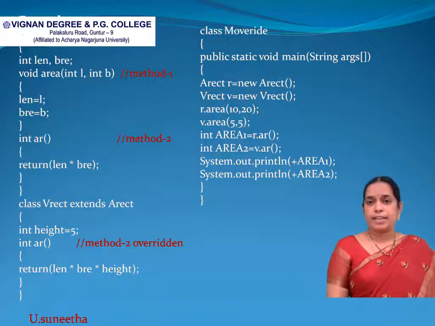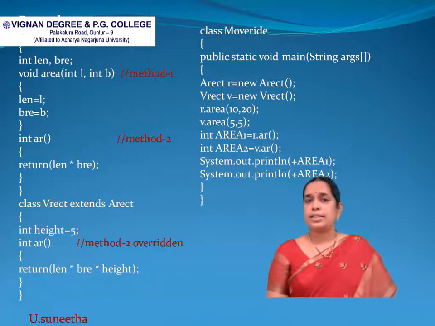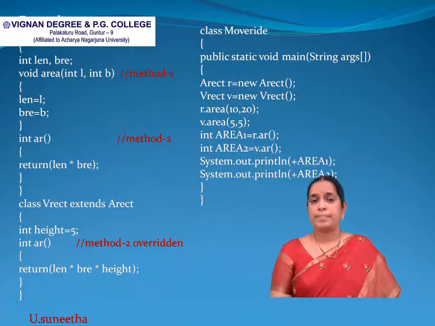This is referred to as method overriding, and the obtained value is stored in a particular variable, and that variable's value has been printed as the result. This is regarding method overriding.